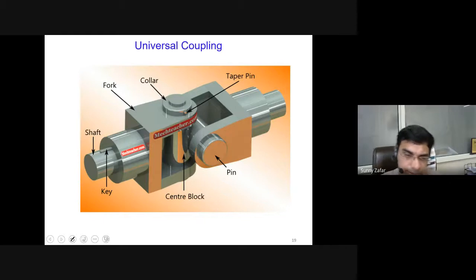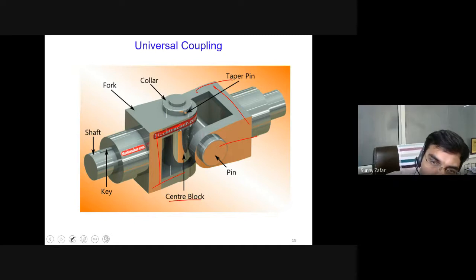You can see another view of this universal coupling, where you can see these two forks. So pairs of forks. This is one pair of fork, this is another pair of fork, and in between you have this spider. This is also known as the center block, and there are pins passing through it. Pins may also pass, or we may also pass the bolts. And again, here is one shaft which is keyed here, and then this is the other shaft.